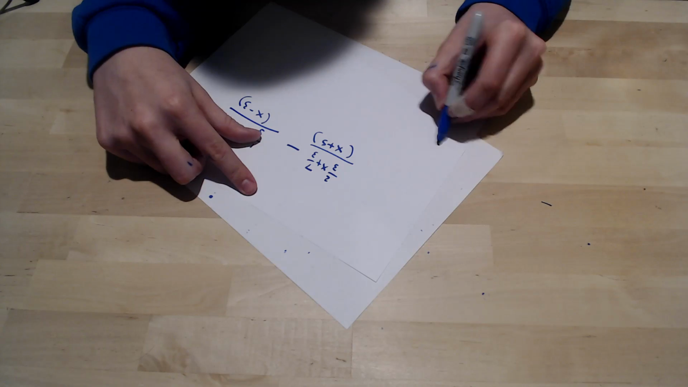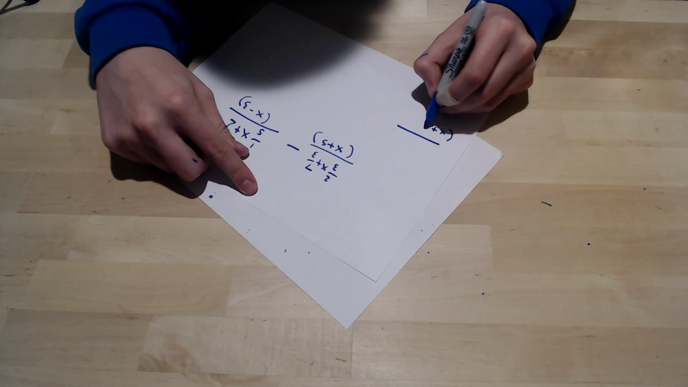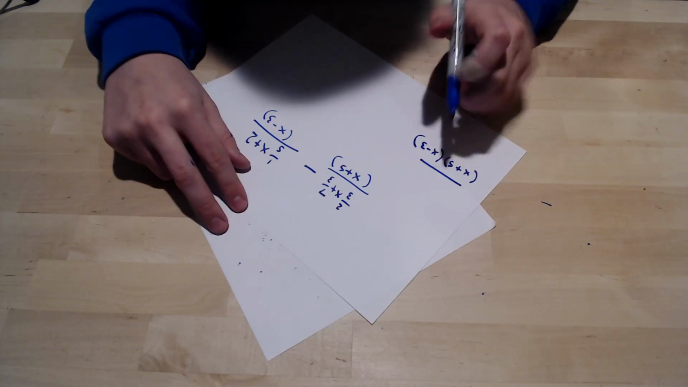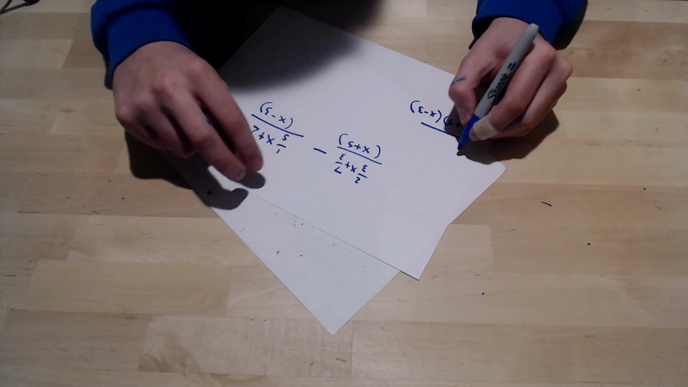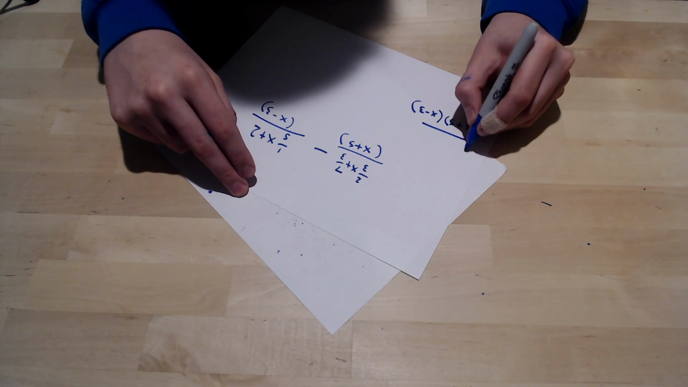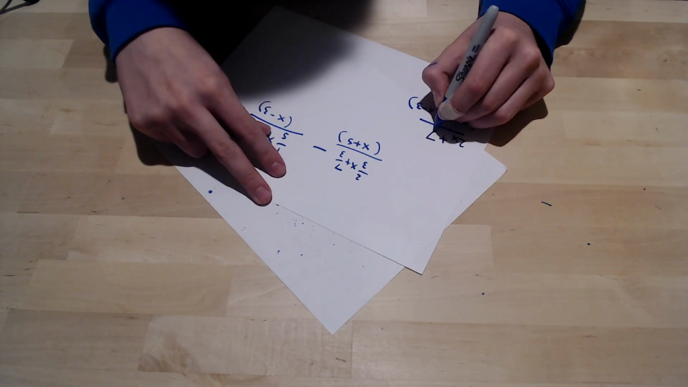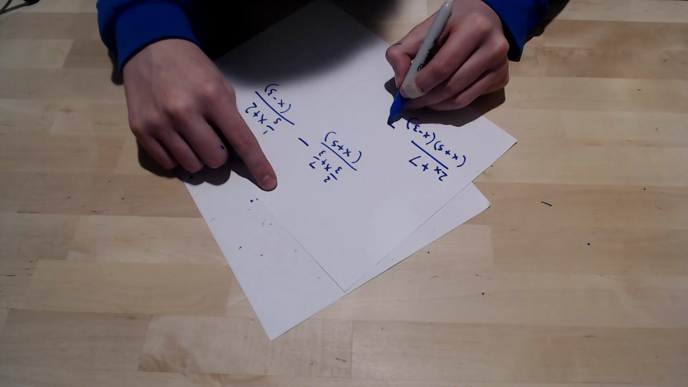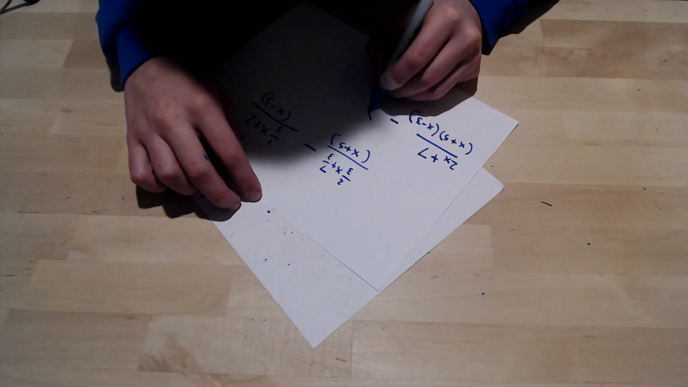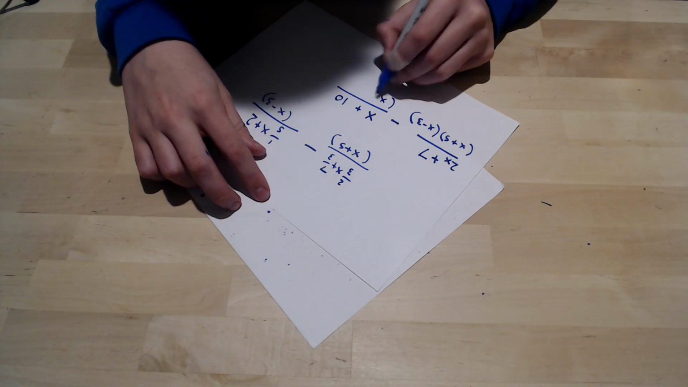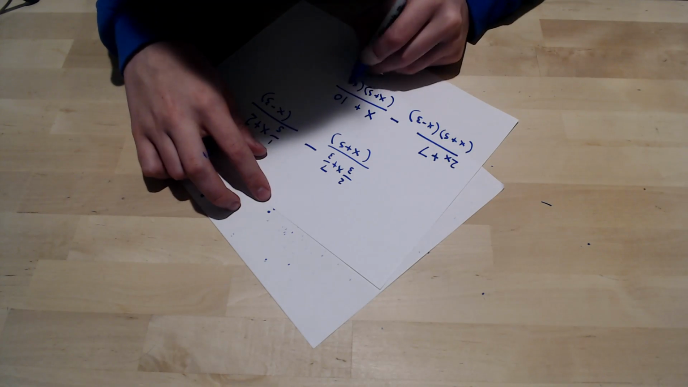So what we'd have now would be x plus 5, x minus 3 here. This will be our new denominator for both. So on the top here, we multiply everything by x minus 3 as well. So it would be (2x plus 7) over (x plus 5)(x minus 3) minus (x plus 10) over (x plus 5)(x minus 3).